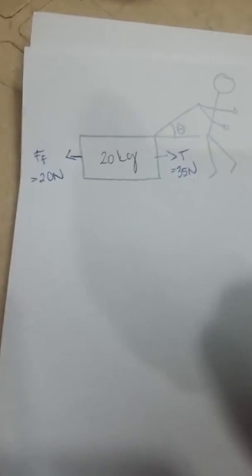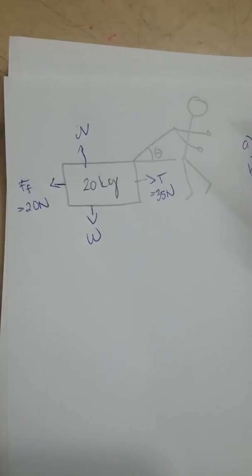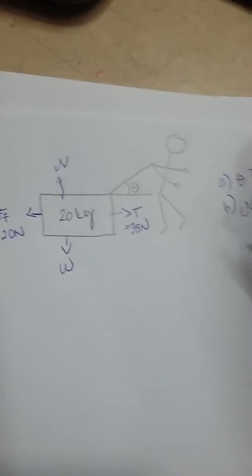What angle does the strap make with the horizontal? So first, what is the angle? And letter B, what normal force does the ground exert on the suitcase? So we'll plot the remaining forces acting upon the suitcase. We have the normal force and the weight. So here's our free body diagram.